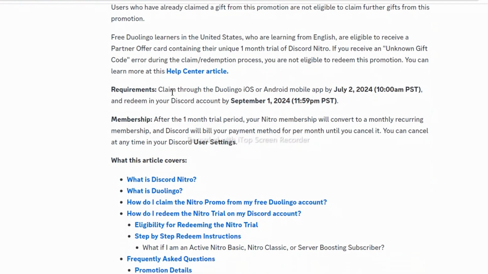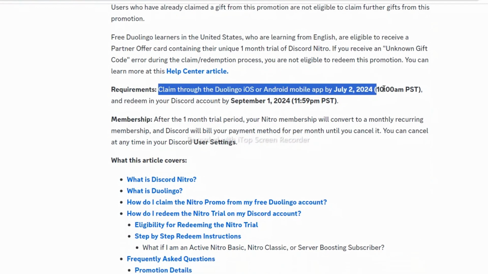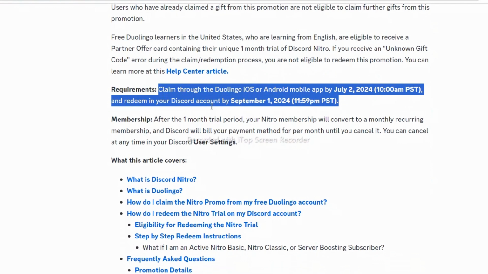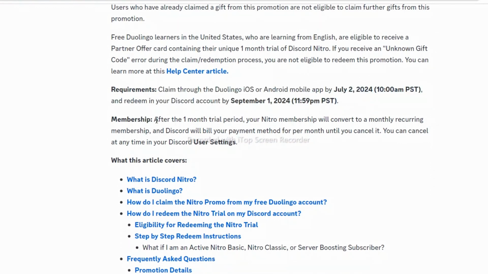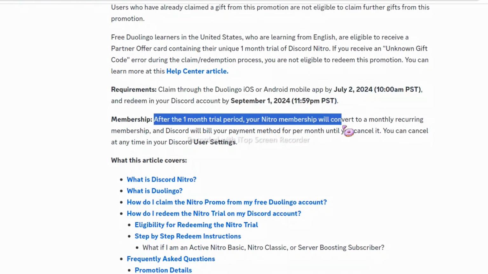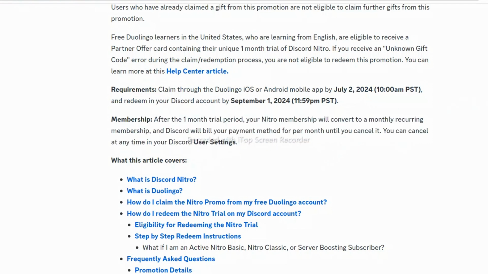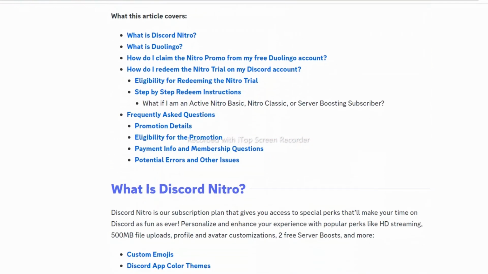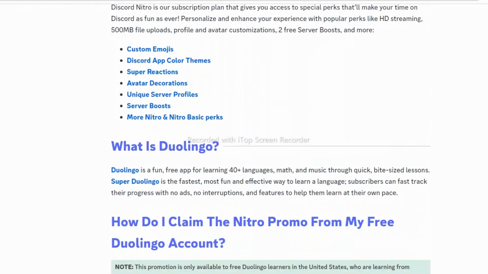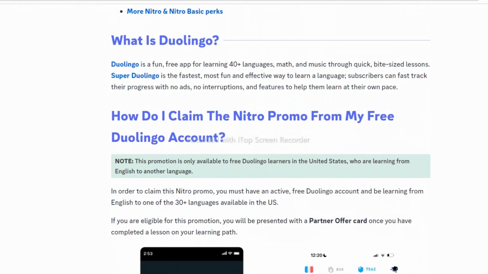Here's the exciting part. If you're eligible, you can claim your free month of Nitro by following these steps. Complete a lesson on Duolingo. Once you finish a lesson, you should see a partner offer card for Discord Nitro. Claim the offer on Duolingo: tap the card and follow the instructions to claim your unique Nitro code.